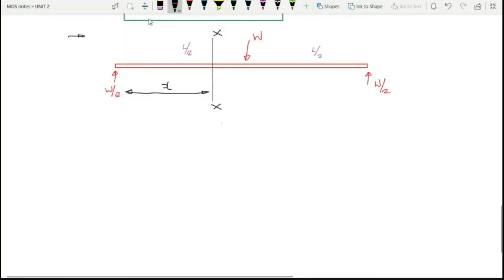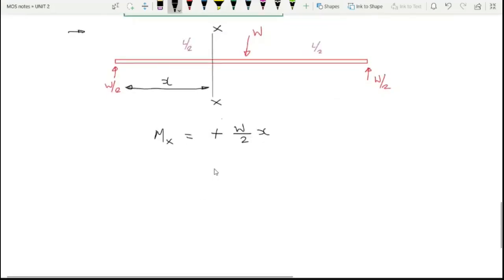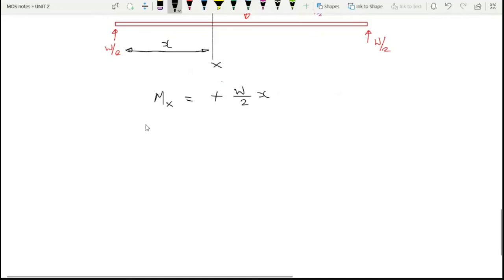Take only the left part. What is Mx? Force into perpendicular distance: W by 2 into x. The rotation is in the clockwise direction, so minus. Sorry, yes, clockwise is plus. Plus W by 2 x. You have only this term. Now, I know that this is EI d square y by dx square.